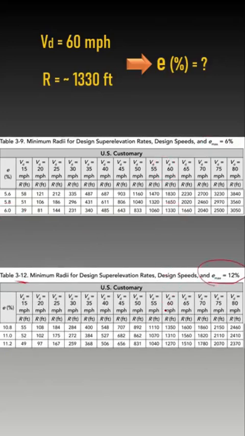Well, here is the design speed, 60 mile per hour, and the radius value is in between these two, so the required super elevation rate will be almost 10.9%, more than 1.5 times and nearly 2 times the required one obtained from Table 3-8. Now one may ask two questions.